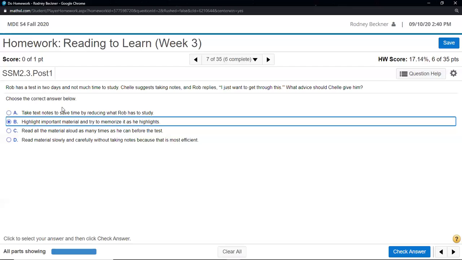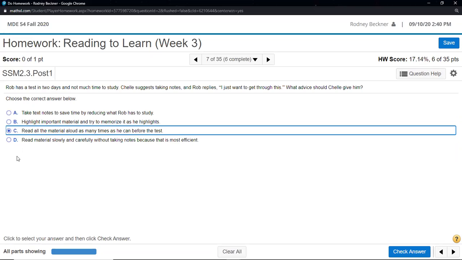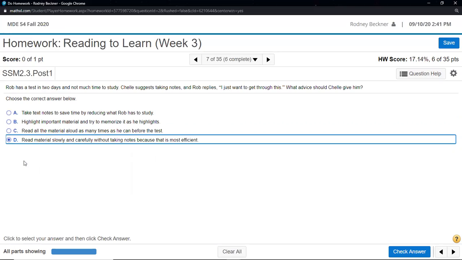I don't know. Read all the material aloud as many times as he can before the test. That's a good idea, but it might only work for people where talking things through or reading out loud actually helps them learn. Not everyone learns that way. Read material slowly and carefully without taking notes because that is the most efficient. If you don't learn by writing, maybe, but again, there's a maybe there. So it seemed like it was probably A or B.